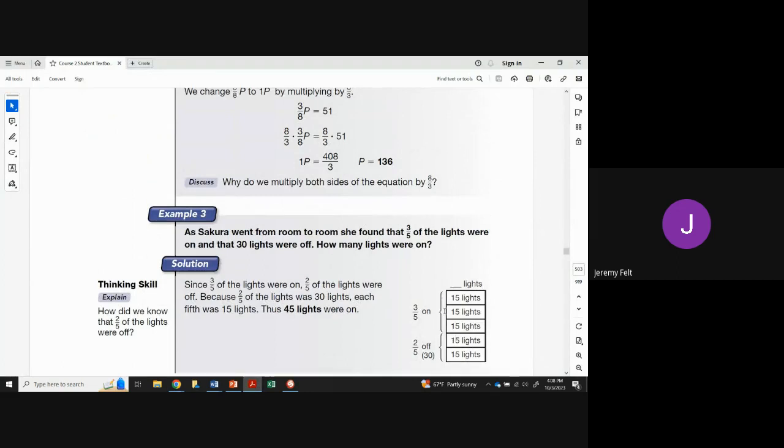So again, setting up your groups, the denominator tells you how many groups you have. Based on the question, the numerator, in this case, we were given 3/5 were on, and then we're told 30 lights were off. So we had to say, okay, if 3/5 were on, then 2/5 must be off. So 30 divided by 2 means that there's 15 in each group, and the denominator tells us that there's 5 groups, and then we use that to figure out what's being asked.